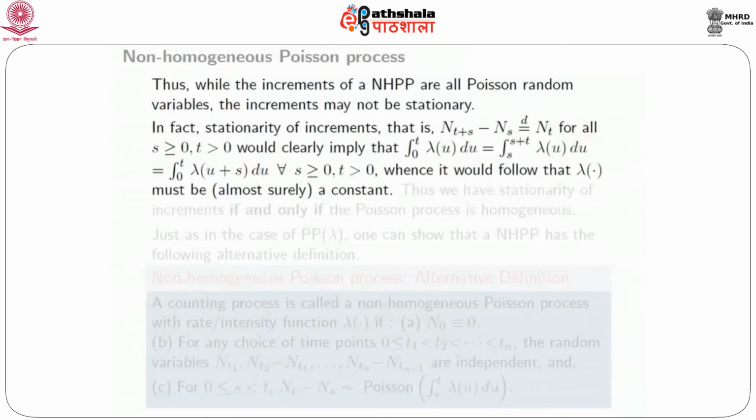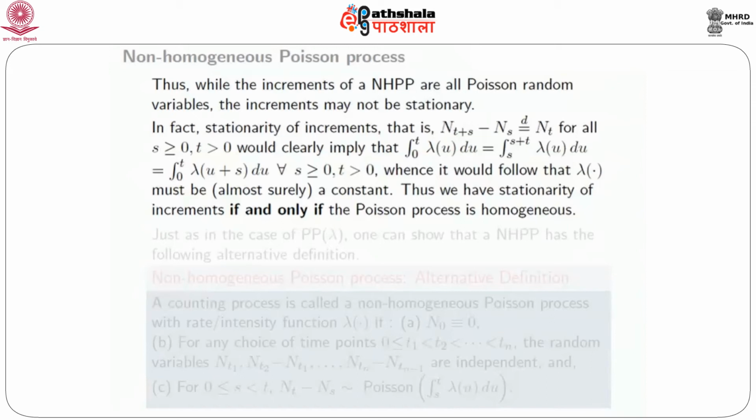Okay, because if you go back, it's a Poisson with parameter integral s to s plus t of lambda u du, and that won't be the same as the integral from 0 to t of lambda u du, which would be needed for stationarity of the increments.